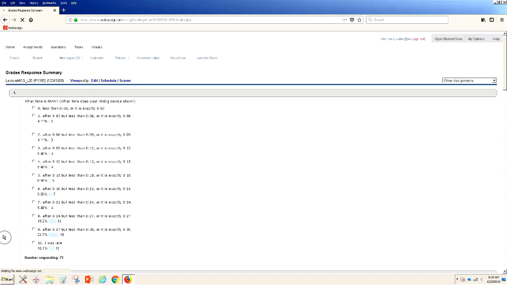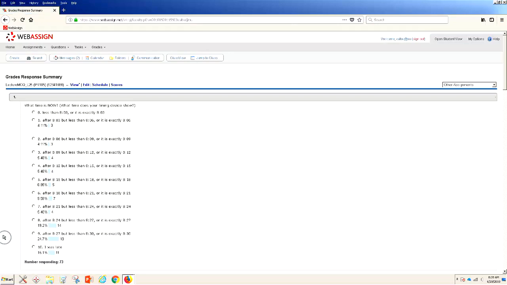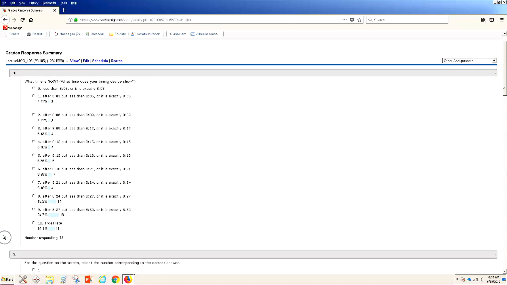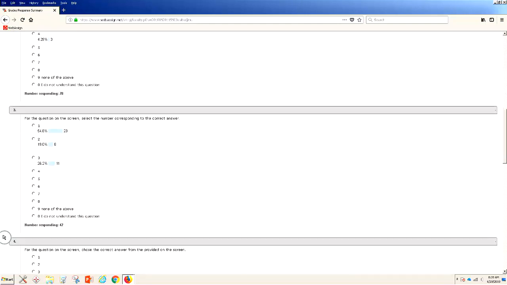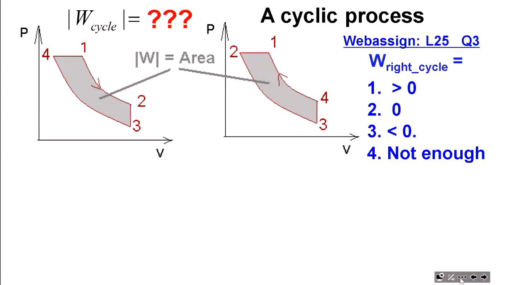Question number 3. Well, we've got some distribution. We know in general how to calculate or estimate the work done by a gas.